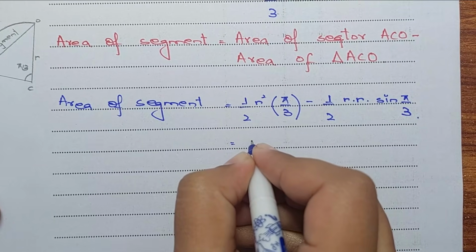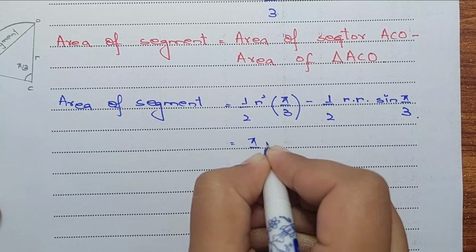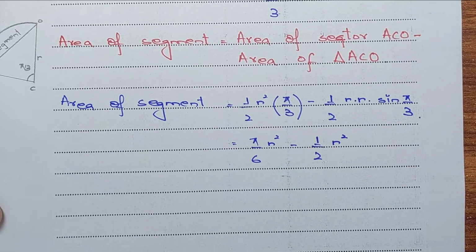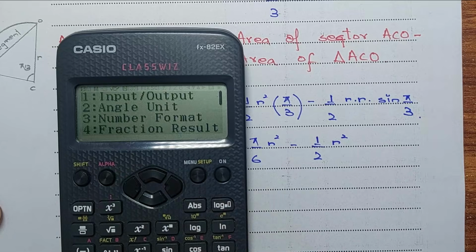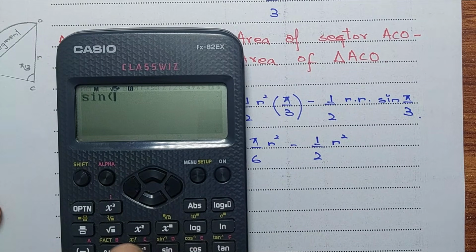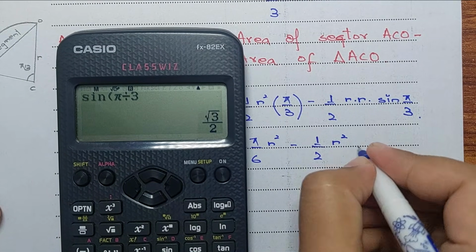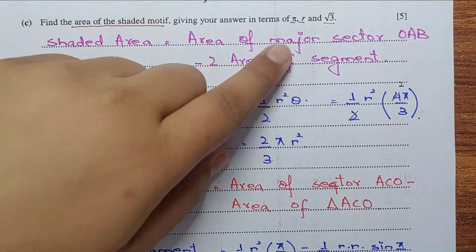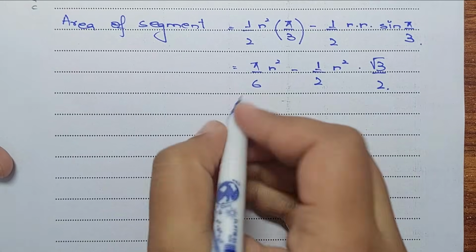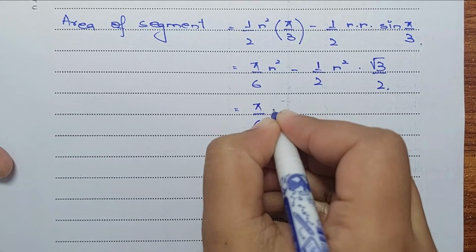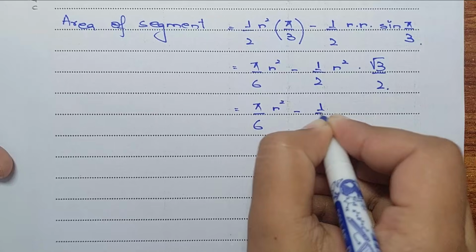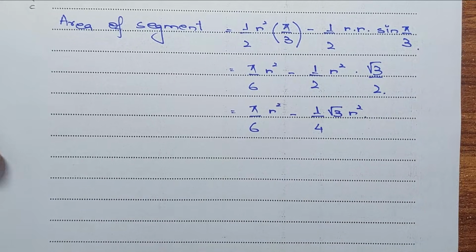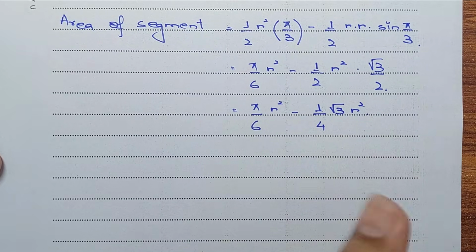Now we have pi over 6 r squared minus 1 by 2 r squared times sine pi by 3, in radians, and sine of pi by 3 is root 3 divided by 2. Keep in mind, your answer should be in terms of pi, r, and root 3. This is pi by 6 r squared minus 1 over 4 root 3 r squared. This would be your segment area.